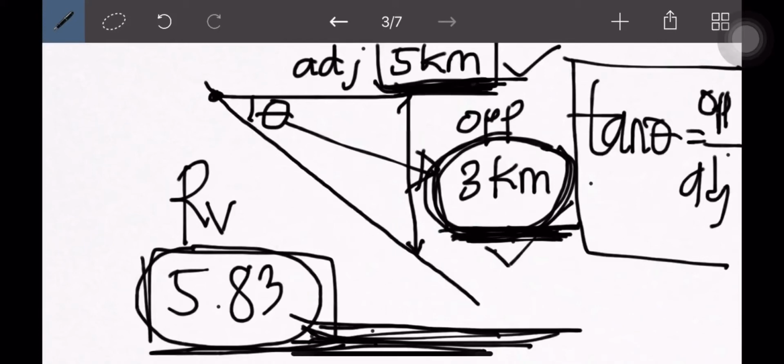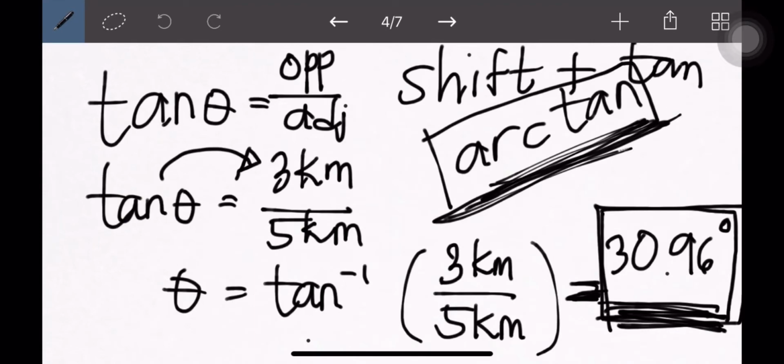Appropriate to use tangent theta in getting the theta or the direction. So let's try to solve the theta or the direction of our vector. We will use tangent theta is equal to opposite over adjacent, and of course we're not going to look for the tangent theta. We are just going to look for the theta only. So we will transfer tangent to the other side.